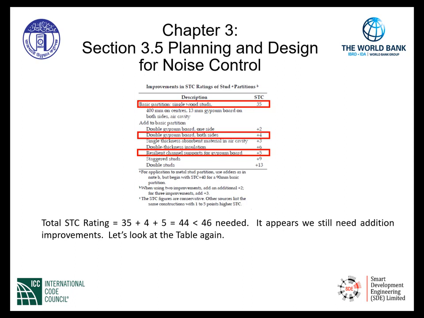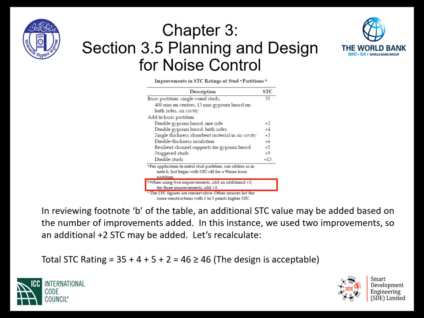Upon following the table and locating note B below, we need to apply this particular note. Note B says when using two improvements, add an additional plus 2. For 3 improvements, add plus 3. So for our particular method, we have 2 improvements, and we will add an additional plus 2 to our overall summation.